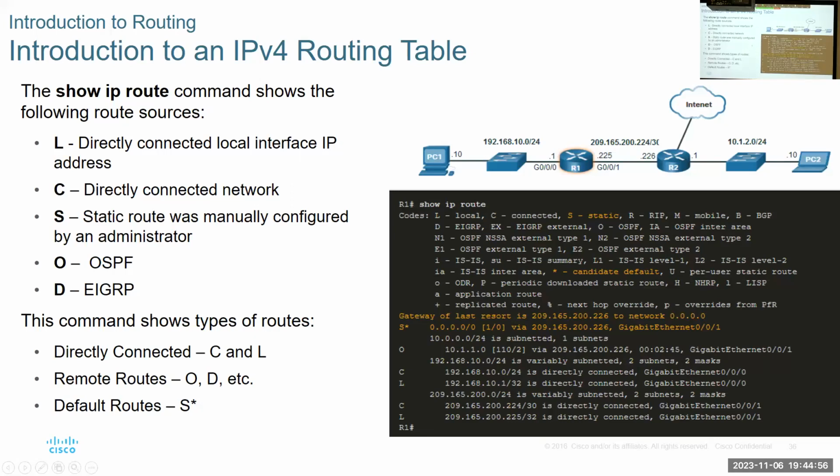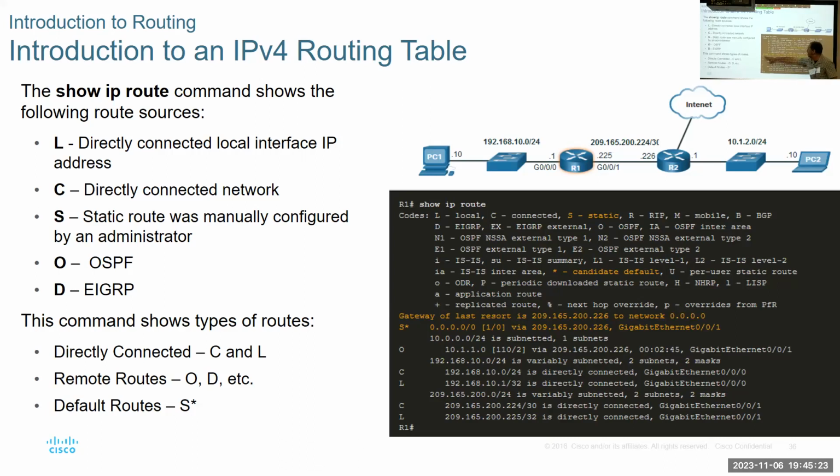So the IPv4 routing table on Cisco routers looks like this. With show IP route, you'll get that listing. If you haven't configured or enabled any of your interfaces, then you will get a blank routing table. But the top of this is just the key, what all the abbreviations here mean.